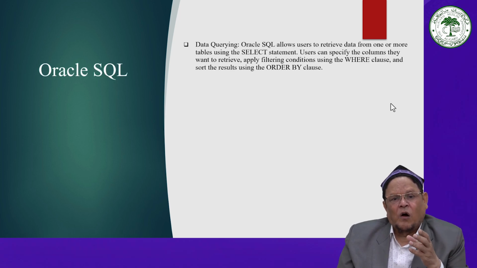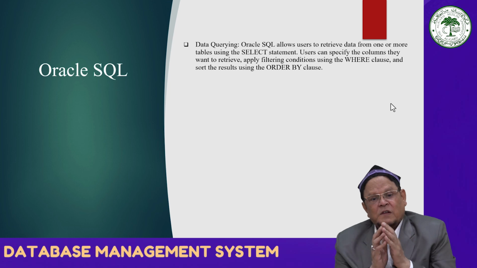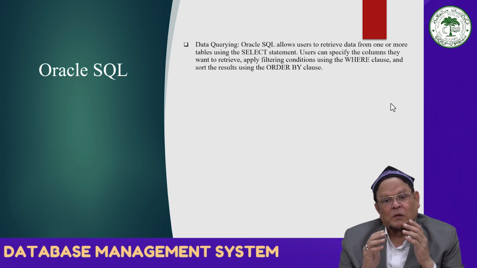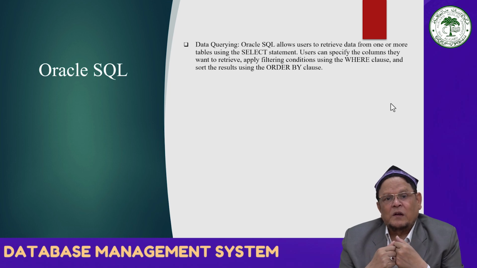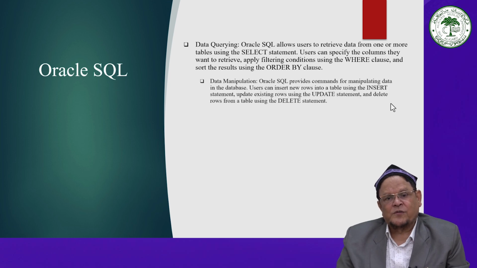For querying, Oracle SQL allows users to retrieve data from one or more tables by using SELECT. Users can specify the columns they want to retrieve, apply a filter condition by using the WHERE clause, and sort the result by using ORDER BY. It means Oracle SQL also lets you retrieve data, and you can add some filters like conditions. If you want to sort data in ascending or descending order, you can use the ORDER BY clause.